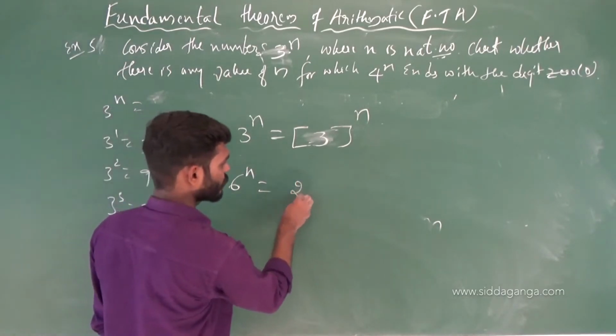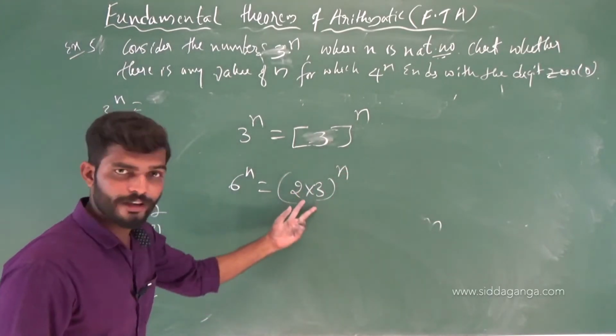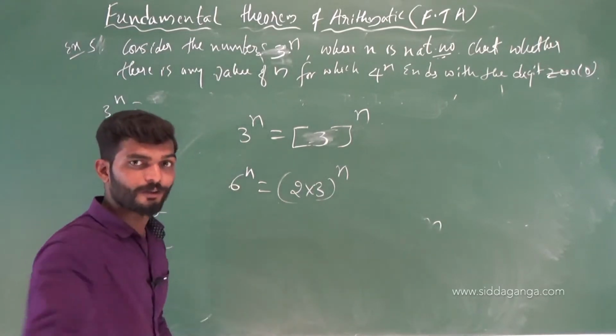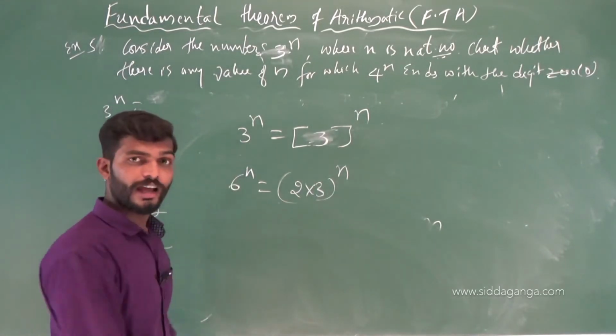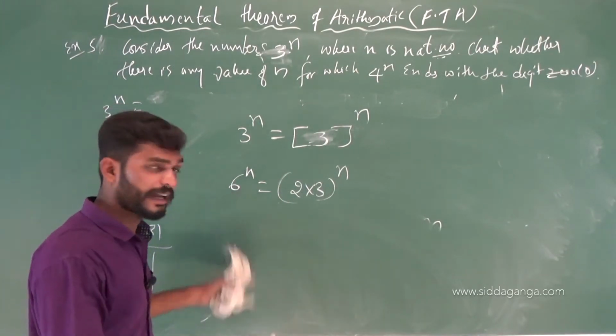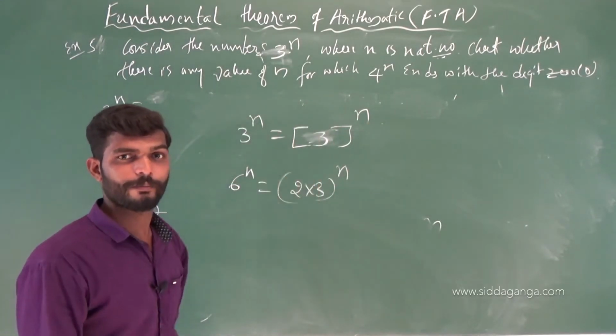Now, 6^n ends with 0? I can expand 6 as 2 into 3. Now tell me, in this expansion 2 is there but not 5. Therefore, no 6^n can have 0 at the end.